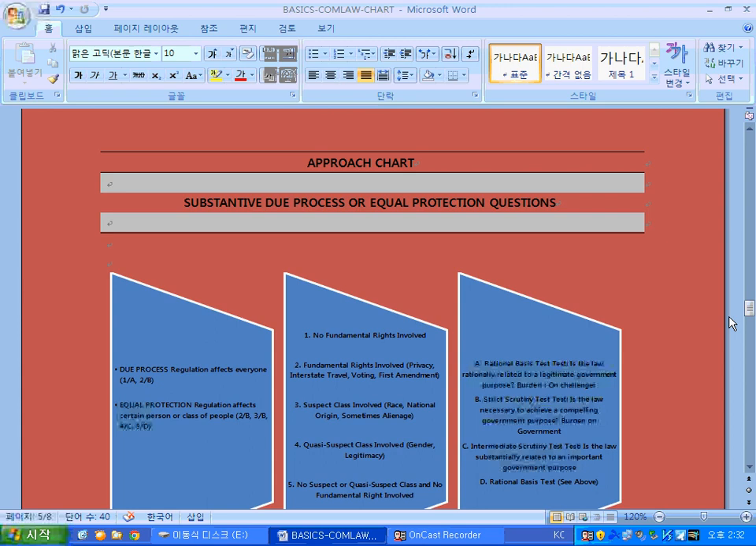When the case involves an equal protection issue, the subject may be gender or legitimacy, which would be considered a quasi-suspect classification in judicial terms. Then the standard of scrutiny would be an intermediate one. So we have this test: is the law substantially related to an important government purpose?